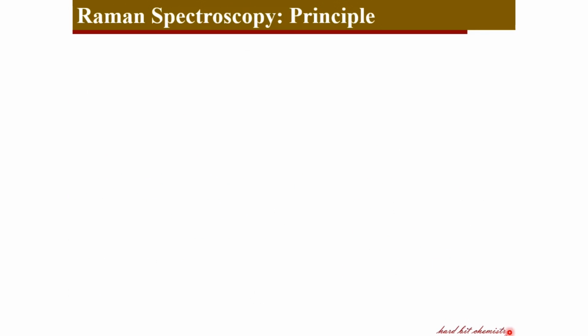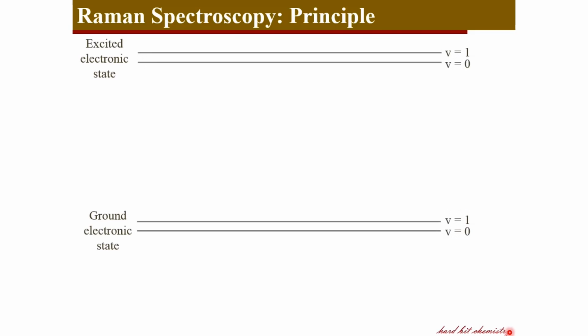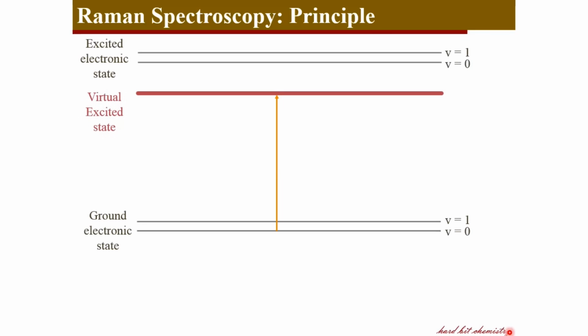Molecules have different electronic energy levels like the ground electronic state and the first and further excited electronic states. And we know that within each electronic state there are several vibrational states, and within each vibrational state there are several rotational states. And what happens during scattering is the molecule excites to a virtual excited state and immediately de-excites back to the original state, and that gives rise to scattering.